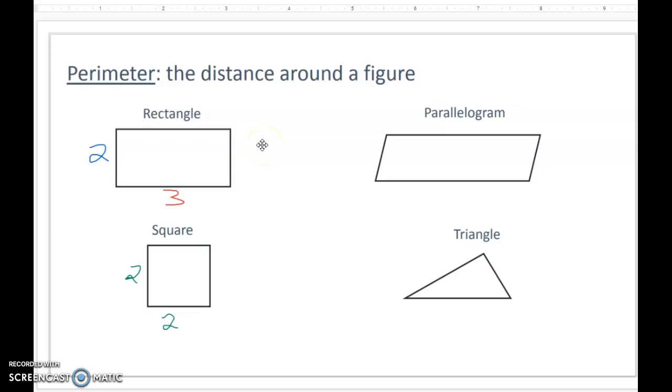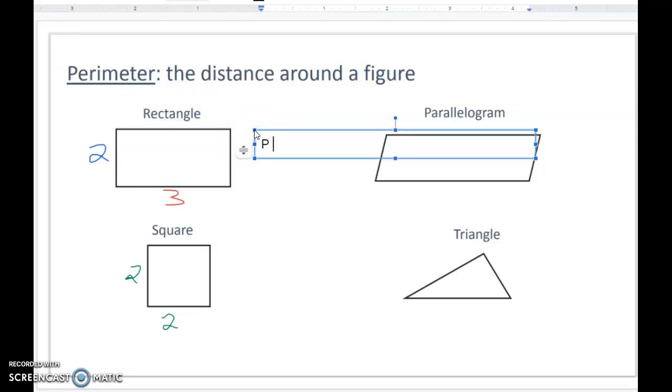So for this one, if this is the distance around the figure, I see 2 plus 3, and this side would also be 2, right? So I would add another 2, and then add another 3. So what's 2 plus 2 plus 3 plus 3? That should be 10, right? So you can jot in there, perimeter equals 10 for this one. I would say P equals 10. And then we would add our label, inches or centimeters or whatever we're talking about. I don't know what the label is, so I'm just going to put units.